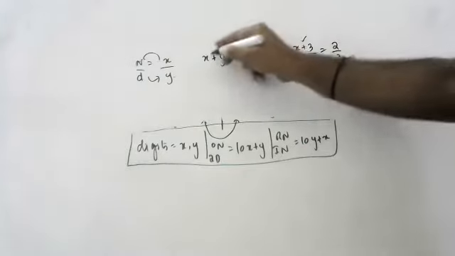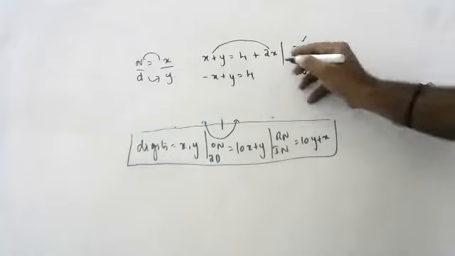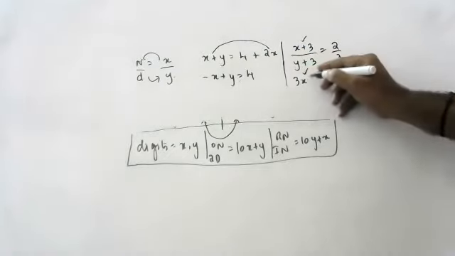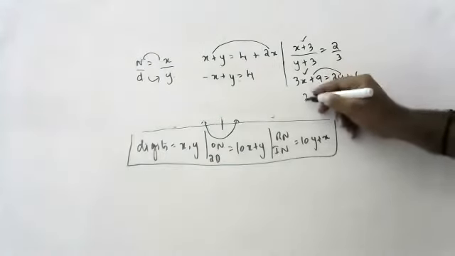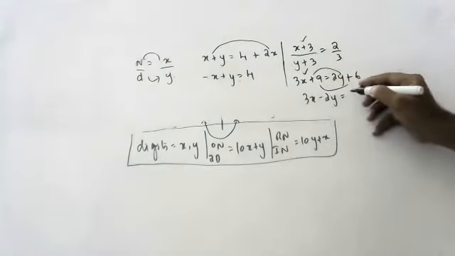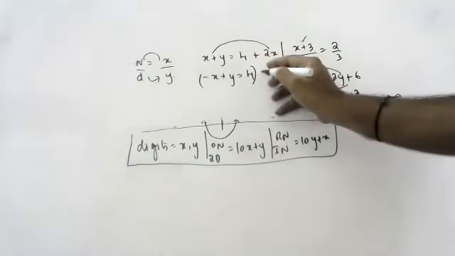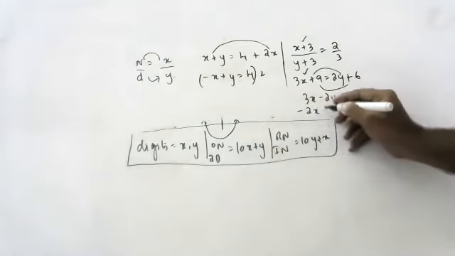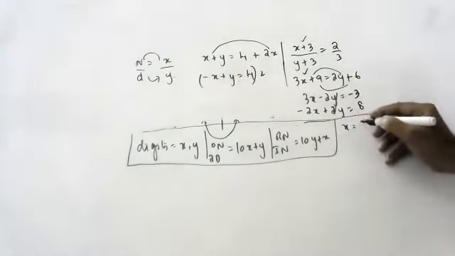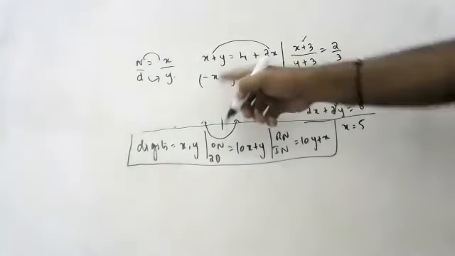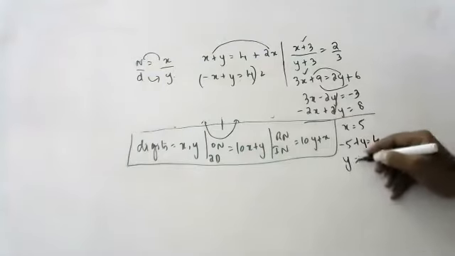This is one equation: x minus 2x is minus x, plus y is equal to 4. And this one, children: 3x plus 9 is equal to 2y plus 6. Here 3x minus 2y is equal to how much, children? Minus 3. So multiply this equation with 2: minus 2x plus 2y is equal to 8. Gone, x is equal to 5. Substitute here: minus 5 plus y is equal to 4. y is equal to 9.